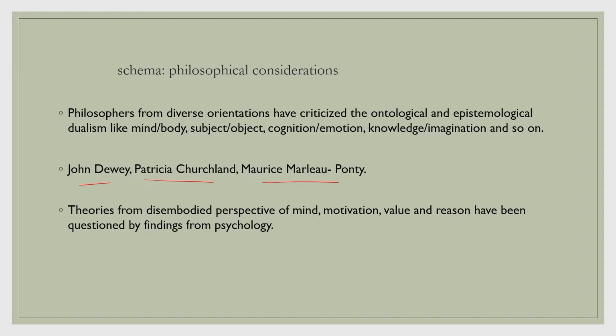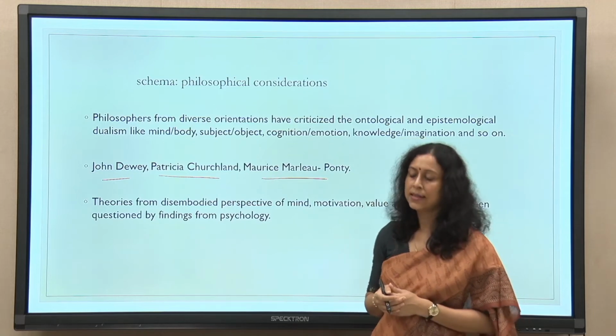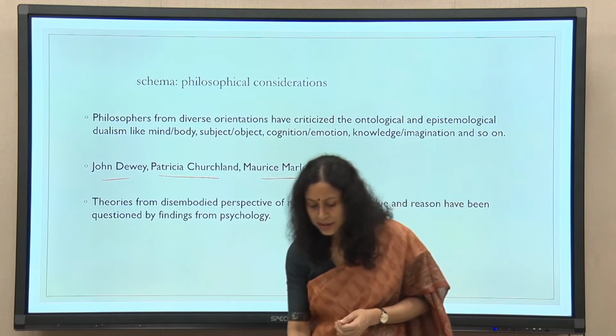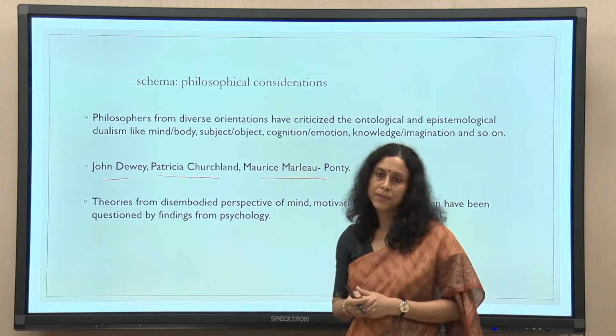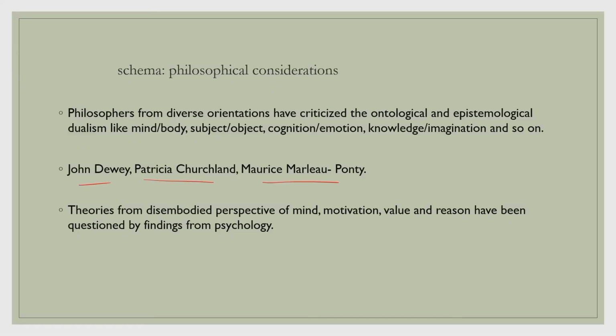So, mind-body dualism versus mind-matter dualism, subject-object dualism, and then cognition and emotion. Is cognition devoid of emotion? That is a kind of duality of symbolic cognition, and so on and so forth. So, knowledge and imagination, this kind of dualism that has been proposed by a particular section, has been severely criticized by many other philosophers.